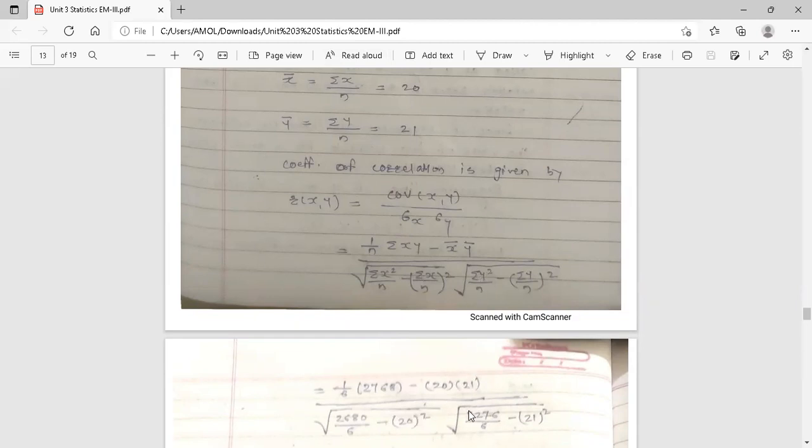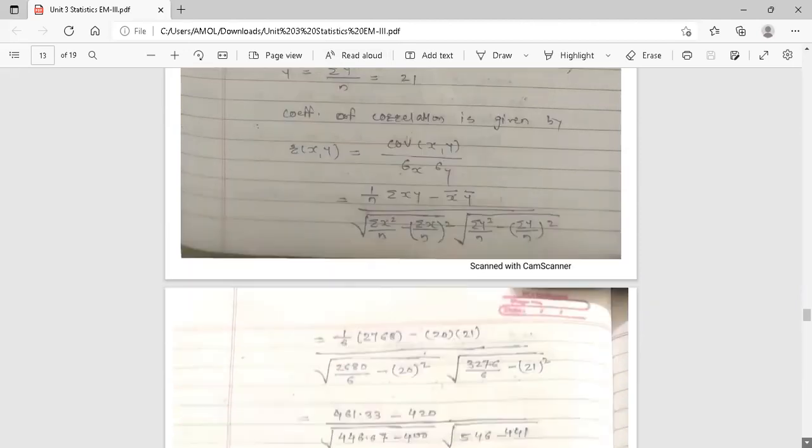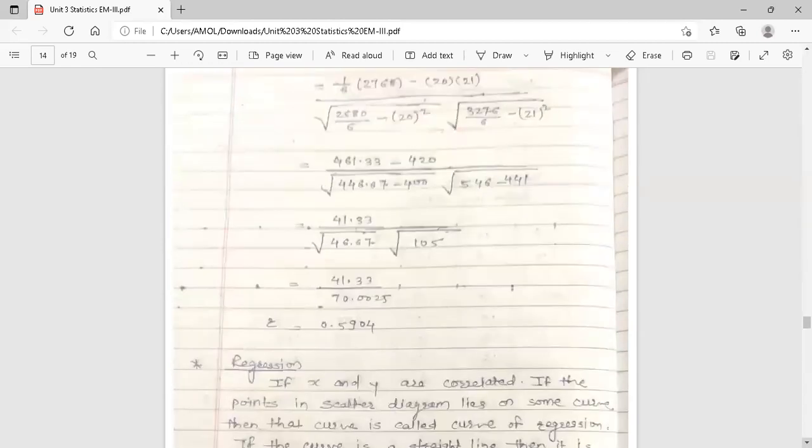Summation y square from the table, upon n. N is 6, minus summation y upon n. Summation y upon n is 21. 21 square. Okay. So put here all the values and then you just simplify and calculate the values. And the calculated final value after putting all the values is equal to 0.5904. So this is the coefficient of correlation between x and y here in this example.